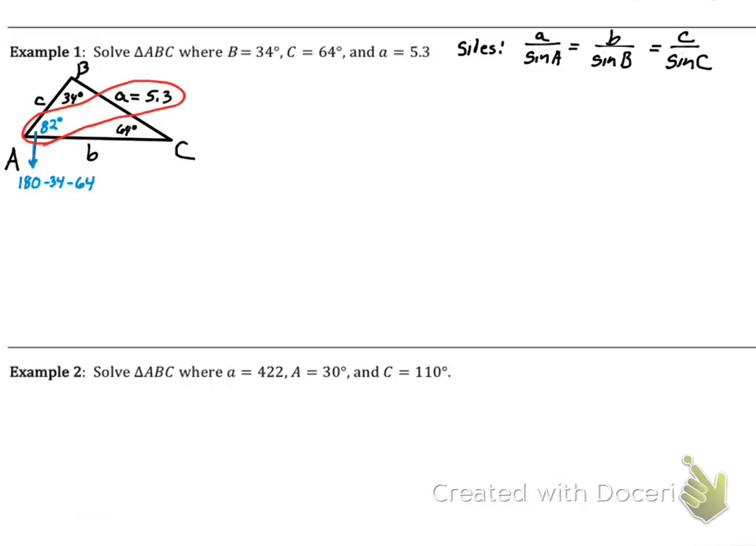So I'm going to throw those numbers in really quick. I don't usually write all three of them out, but I'm going to right now. I'm going to put all the information in. Well, A equals 5.3 over sine of, well, angle A is 82, so we're going to put 82 degrees. That's going to equal side B. I don't know what side B is yet, so we're going to leave that as B. I do know what the angle is, though. So angle B is going to be 34 degrees, and that's going to equal, I don't know what side C is yet, but I know my angle is 64 degrees.